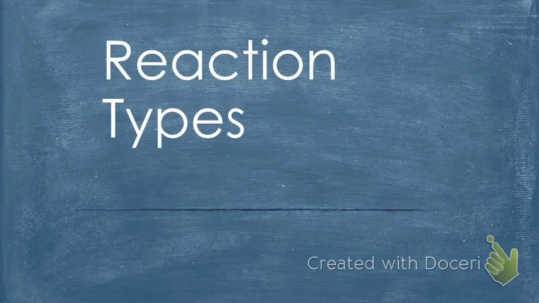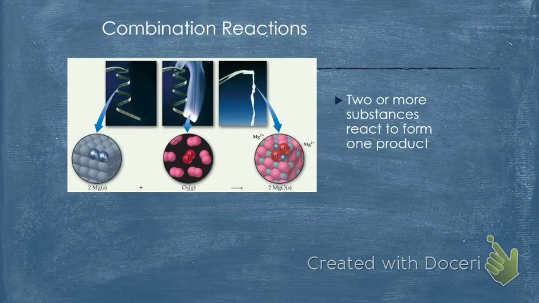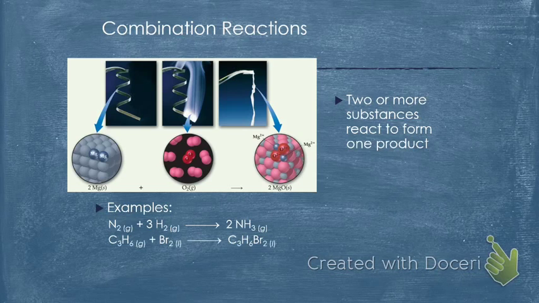You should do a lot of practice on those because it's so important to know how to do theoretical yields and percent yields. Now, just briefly, I want to discuss some of the different types of reactions that can occur. One is where you take two or more reactants and they combine together in order to make one product. Examples include nitrogen and hydrogen making ammonia, propane and bromine making dibromopropane, and magnesium and oxygen making magnesium oxide.